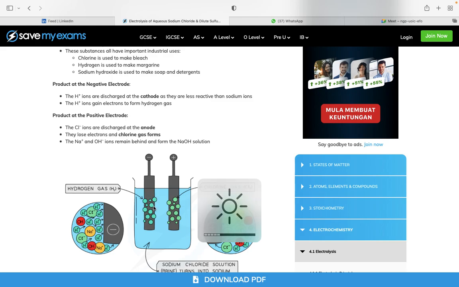These big ones are the hydrogen ions. They migrate. You see they have an arrow showing that they are moving towards this place. The hydrogen ions moved and surround this negative electrode.